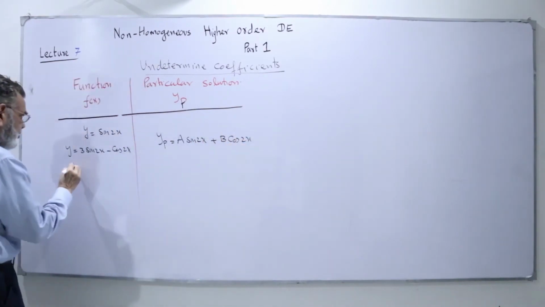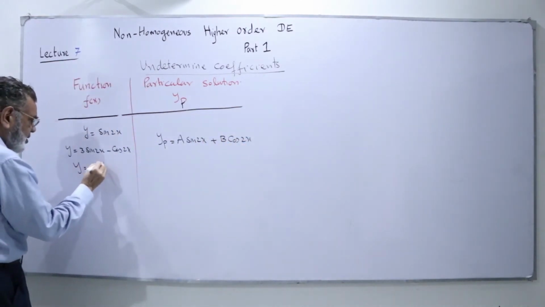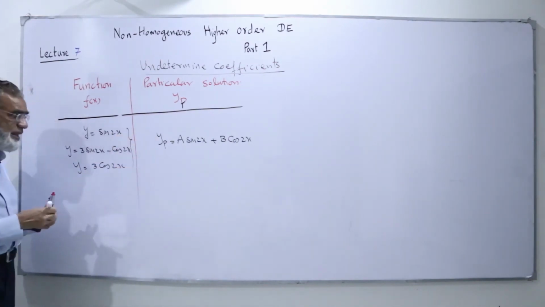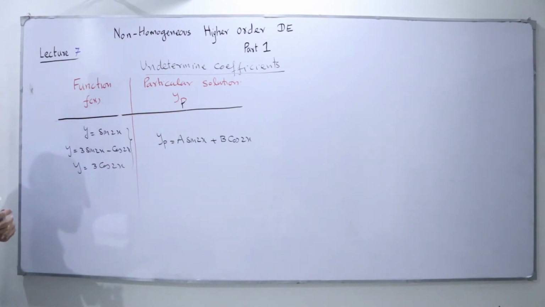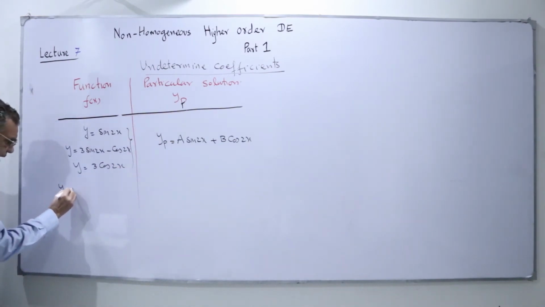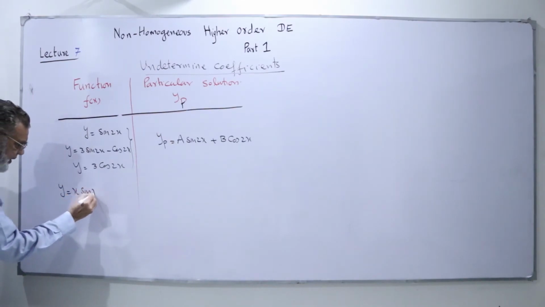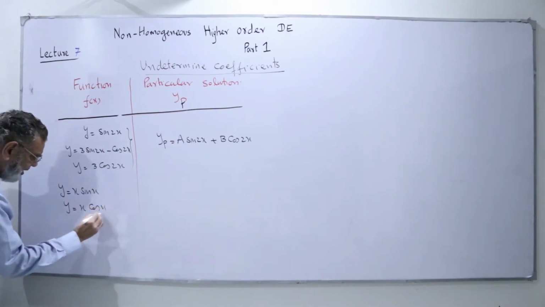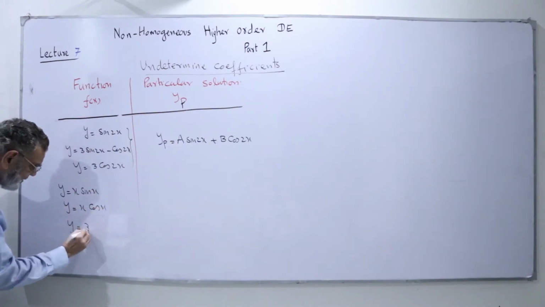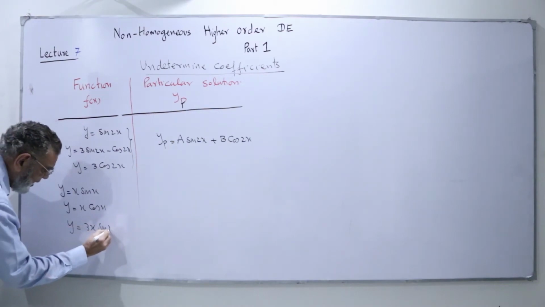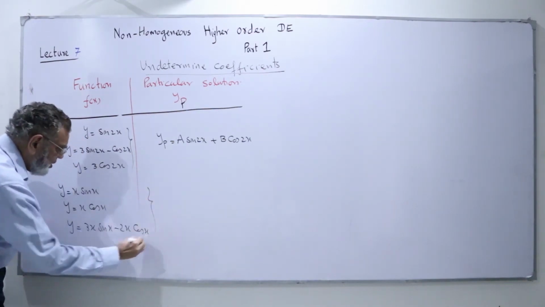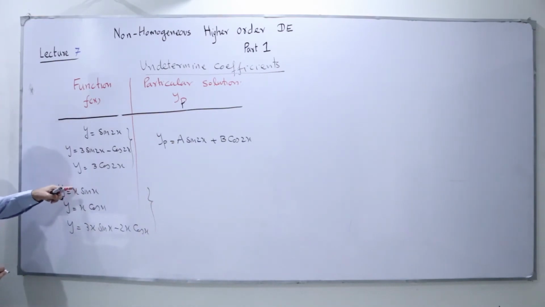We will have here y equal to 3 cosine 2x. So we're having the same yp. So we're looking at this: the coefficient of sine and cosine is a constant. If we have a function like y equal to x sine x, or y equal to x cosine x, or y equal to 3x sine x minus 2x cosine x, any combination, here the coefficient is a polynomial of degree 1.